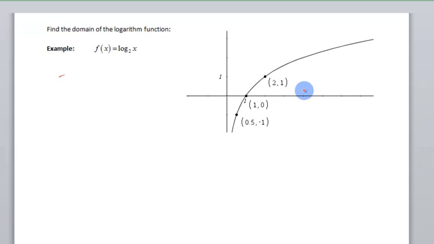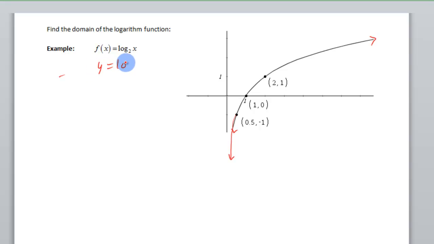Alright, we're going to talk about the domain and range of log functions and exponentials here. So here's a log function. It's log base 2 of x. Notice the graph goes to the right forever, but it starts here and goes down that way forever, but never quite gets to x equal to 0. X equal to 0 is not on this graph. Okay? And let's just see why.